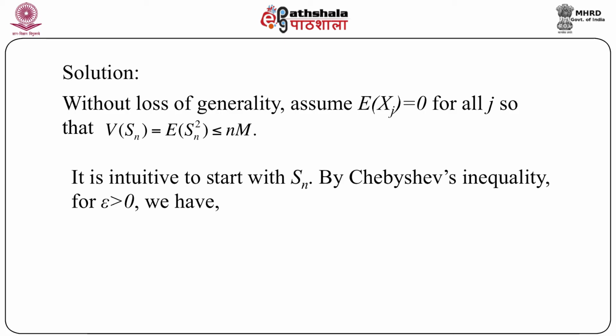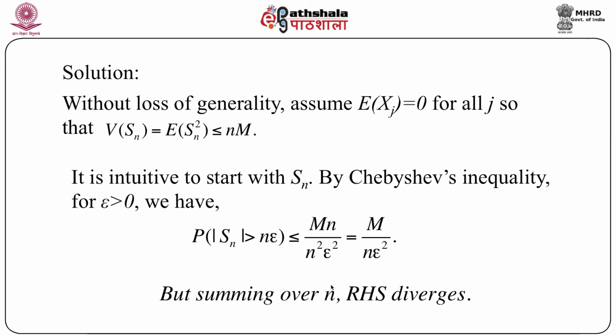This entire proof involves Sn, so it is clear that we have to start with Sn, which in fact we did. Now let's try to apply Chebyshev's inequality, which we know for a long time. If we apply Chebyshev's inequality for every epsilon greater than 0, we immediately write probability modulus of Sn greater than n epsilon is less than or equal to Mn by n square epsilon square. Because the variance is bounded by nM, eventually this gives us M by n epsilon square.